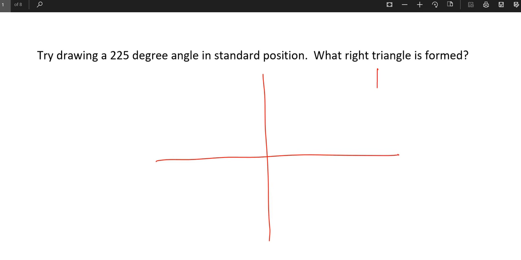225 degree angle. Which quadrant? 1, 2, 3, or 4? Where's my 225 degree angle? That is quadrant 3, right?